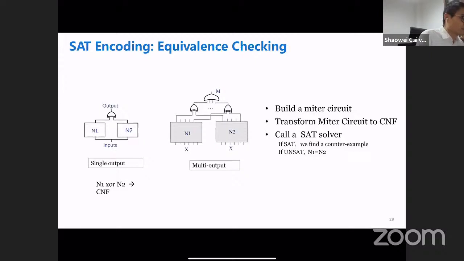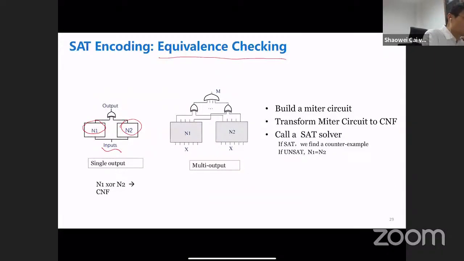For example, there is a significant task in EDA called equivalence checking. In this problem, we need to decide whether the two given circuits, N1 and N2, have the same function, which means that for any input, they output the same.